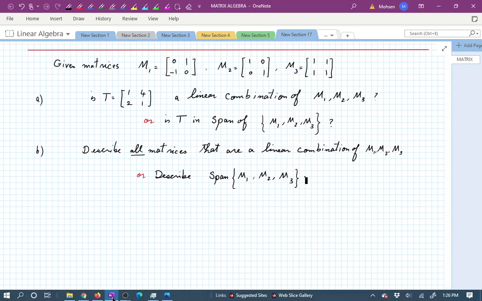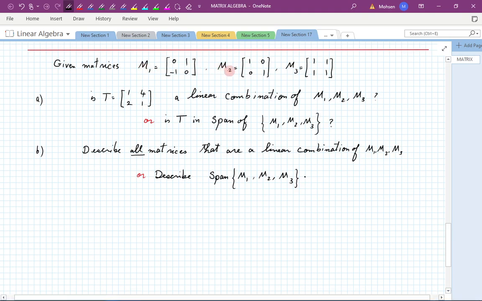Three matrices are given: M1, M2, M3. And then there's a target matrix. We want to know if this matrix is a linear combination of the matrices we already have. Another way of expressing the same problem is: is this target matrix in the span of M1, M2, M3? So the span is a set of linear combinations.